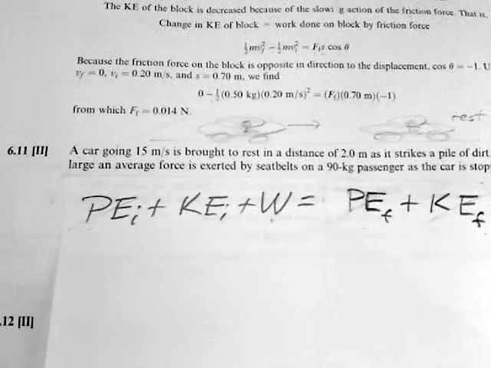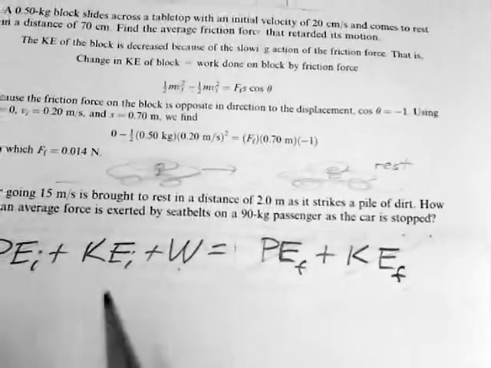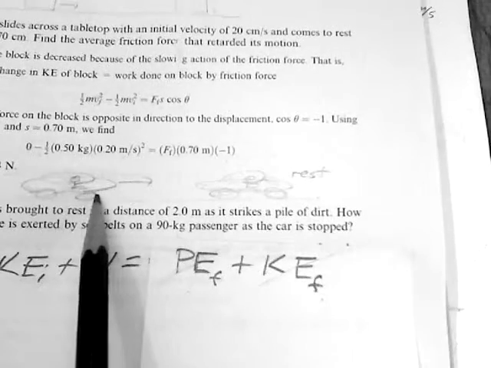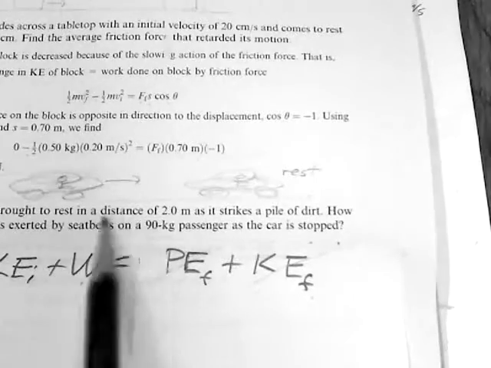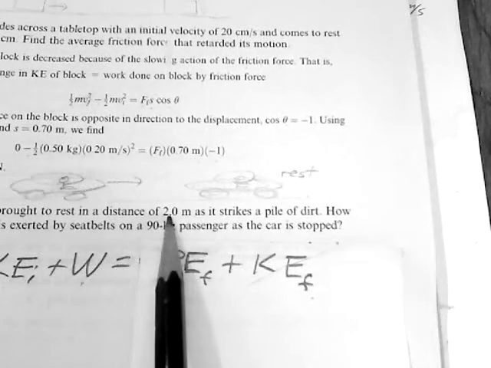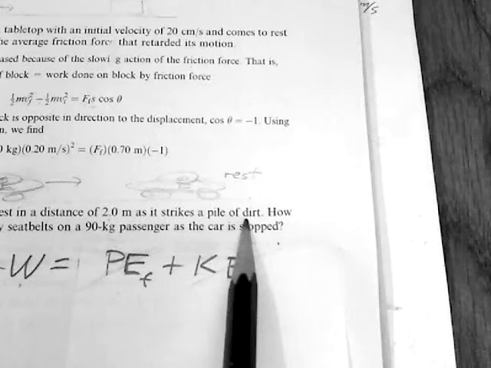Problem 611 is very similar to 610. You have a vehicle that's traveling at a speed of 15 meters per second, and you're going to bring it to rest in a distance of 2 meters because there's an impact.